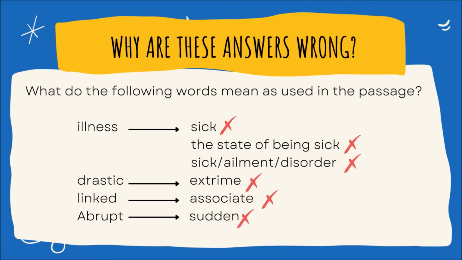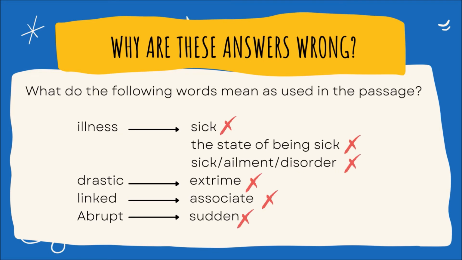The second one, illness means the state of being sick. Why is it wrong? It's wrong because it's not a one word answer. This is a phrase, okay? A phrase is not generally allowed to be given or be considered as the answer.